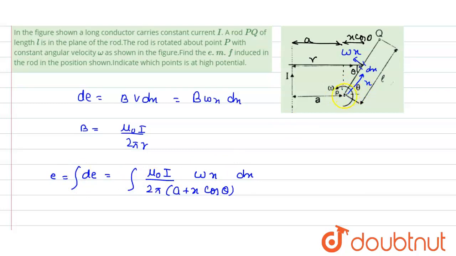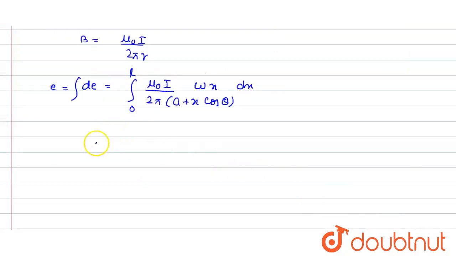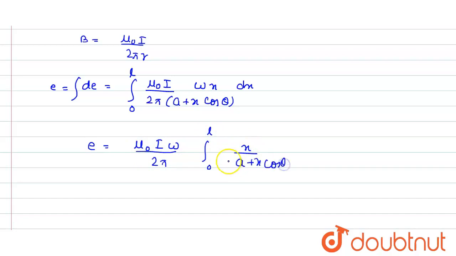Now what would be the limit of x? We can see that it would be varying from 0 to L. Theta would be changing, but we are integrating with respect to x. So what are the constants which we can take outside? We can take mu naught I omega divided by 2 pi. Then it would be just the integration from 0 to L of x divided by a plus x cos theta multiplied by dx.